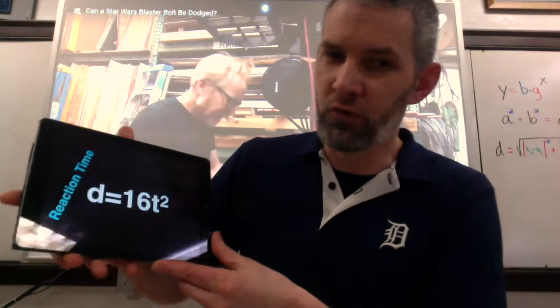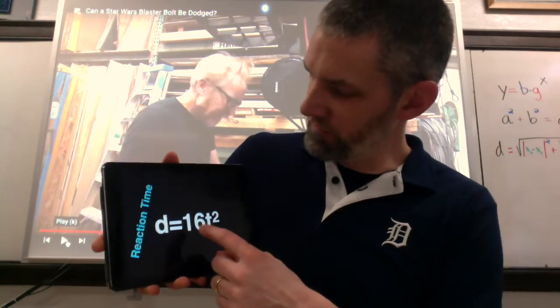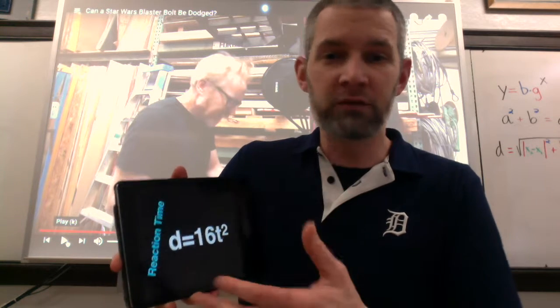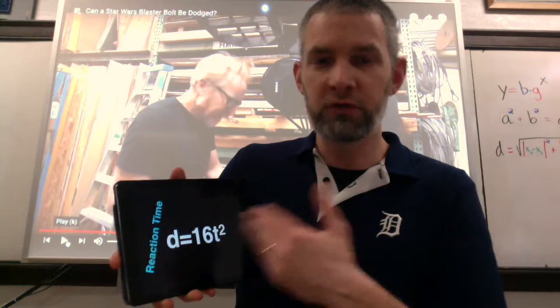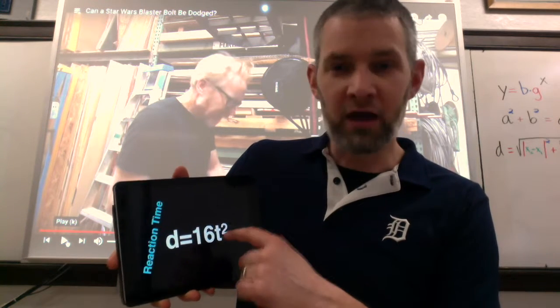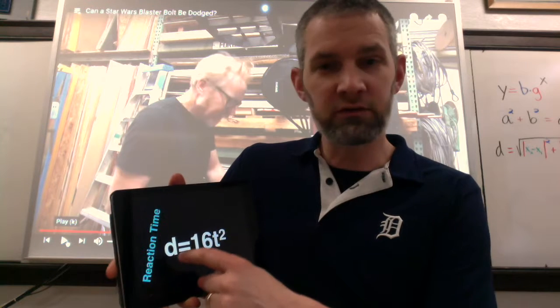And that's where this formula comes in. This is distance equals 16 times time squared. And that 16 is based off of 1/2 of 32 feet per second squared, which is gravity. And time is how many seconds, and distance is how many feet.